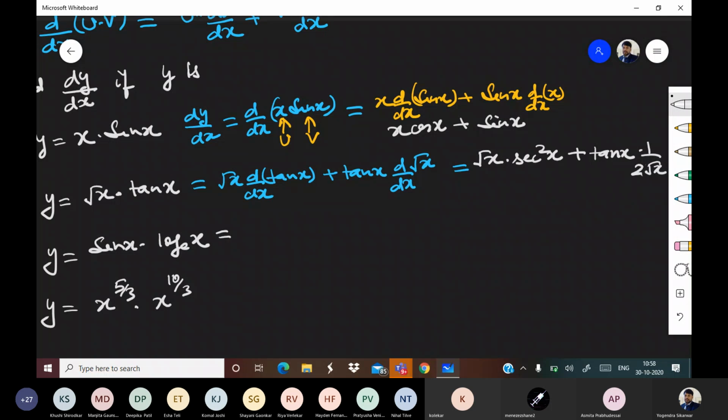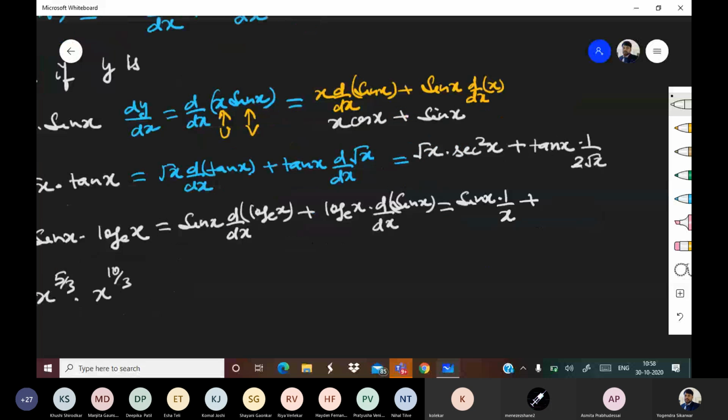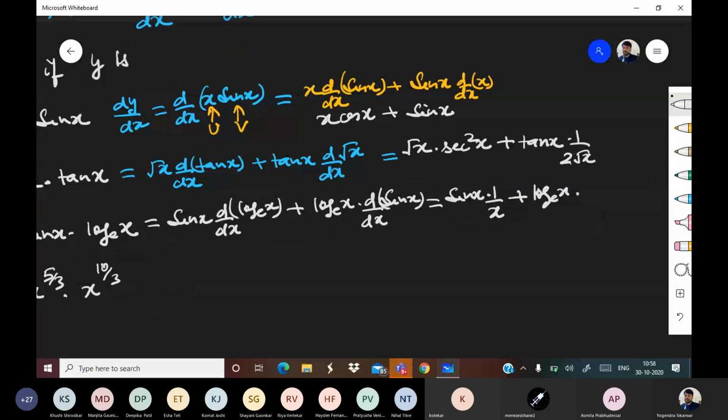Now let us talk about y is equal to sin x into log x. So sin x into d by dx of log x plus log x into d by dx of sin x. So sin x will remain as it is. Differentiation of log x will be 1 upon x, plus log x will remain as it is. Differentiation of sin x will be cos x. So this will be the answer.